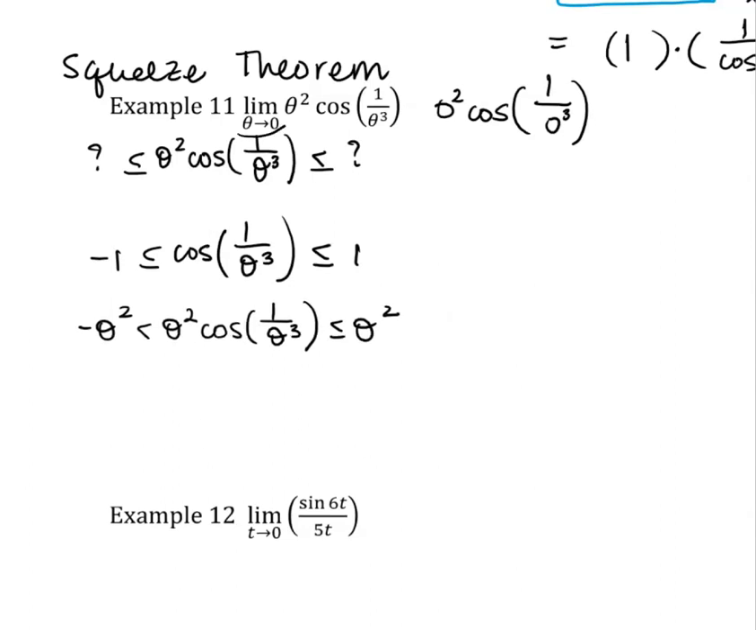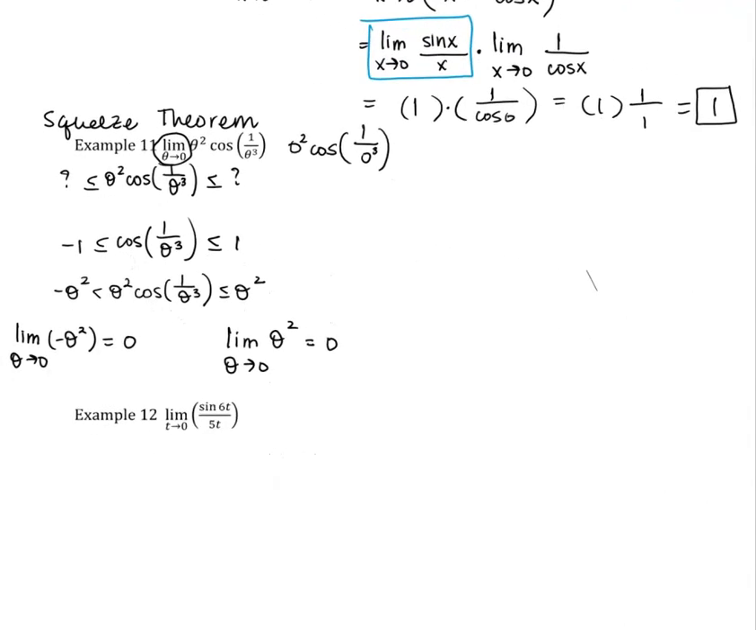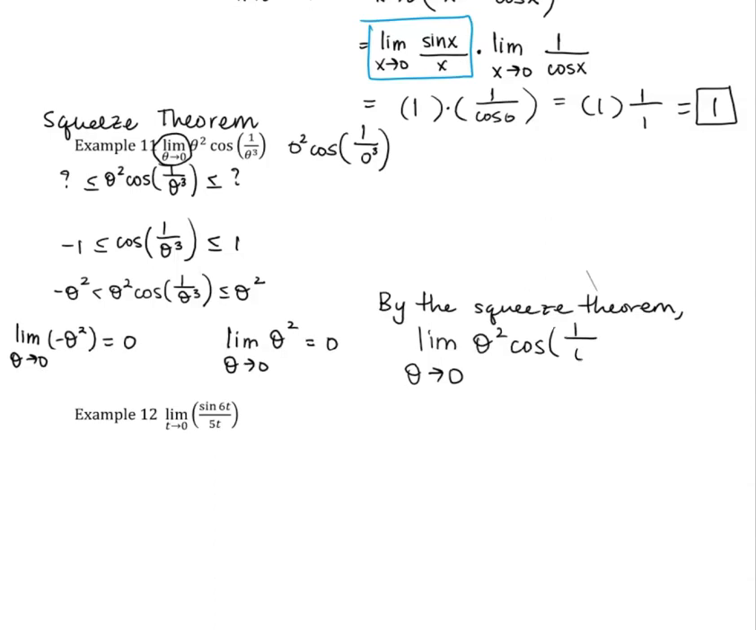For the function in the middle, we're interested in what's the limit as theta goes to 0. Well, the smaller function, as theta goes to 0, goes to 0. And the larger function, as theta goes to 0, and I know these because I'm just doing these with direct substitution, this also goes to 0. So that must mean that by the squeeze theorem, the limit of the function that was squeezed in the middle, theta squared cosine of 1 over theta cubed, must also be equal to 0.